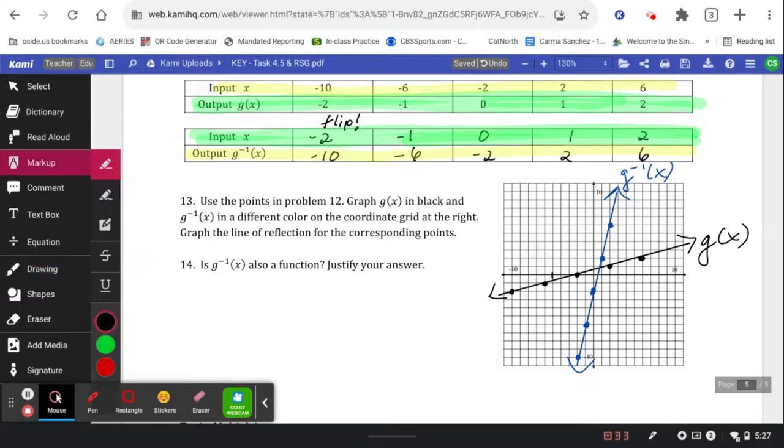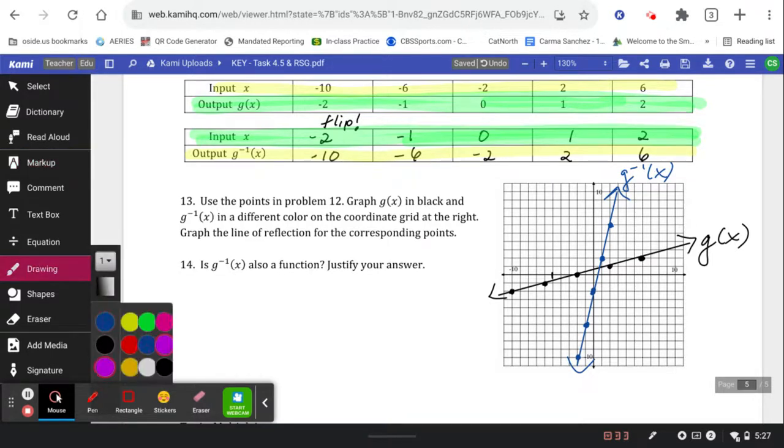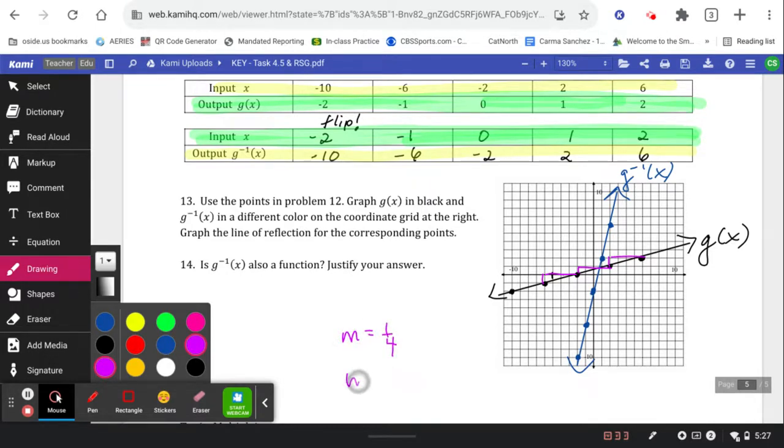Okay, I just want to point something out. Look at your slope here. Do you see how the slope is up 1 over 1, 2, 3, 4? Up 1 over 4, up 1 over 4. The slope on g of x is 1 fourth. And then the slope on the other one is up 4 over 1. Up 4 over 1, up 4 over 1. It's the inverse or opposite of each other.